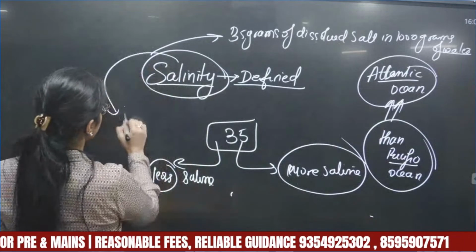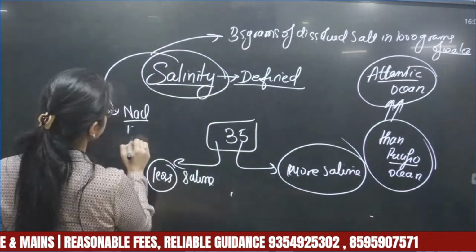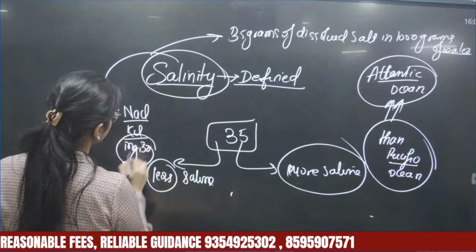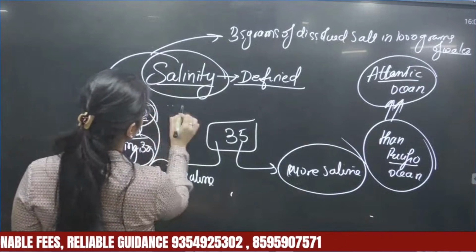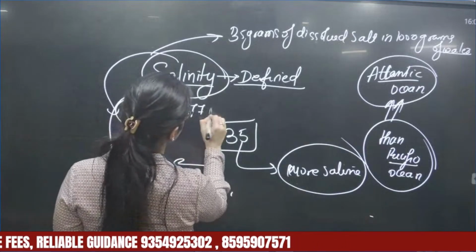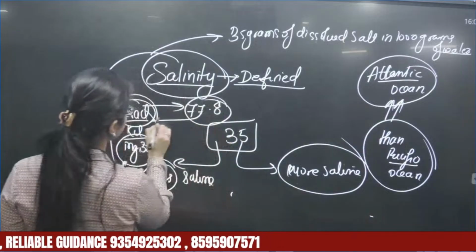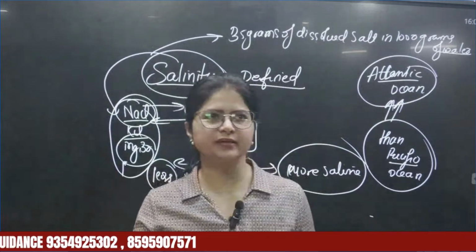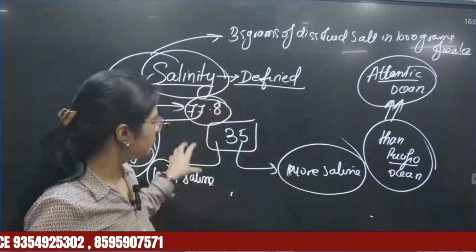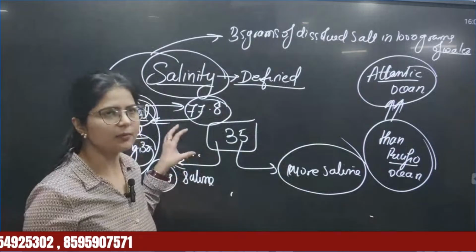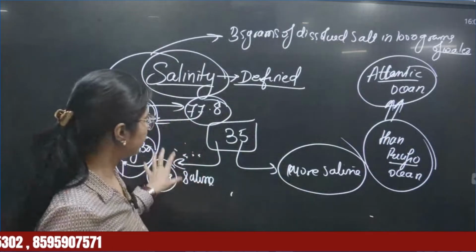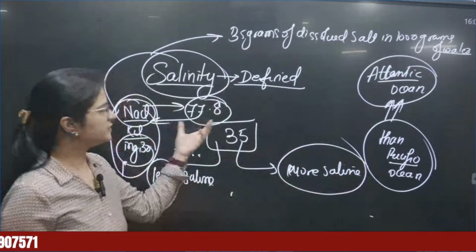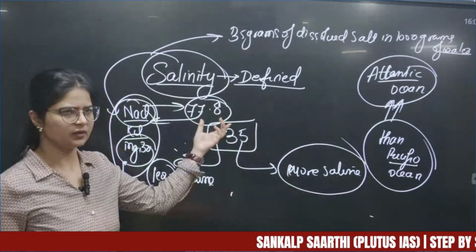It should be NaCl, KCl, magnesium bromide, right? All of this. And out of this, 77% is taken by NaCl. That means the concentration of sodium chloride is highest in the water. Any amount of water you are taking, you will always find NaCl is highest in concentration, and it is 77.8%. Right?